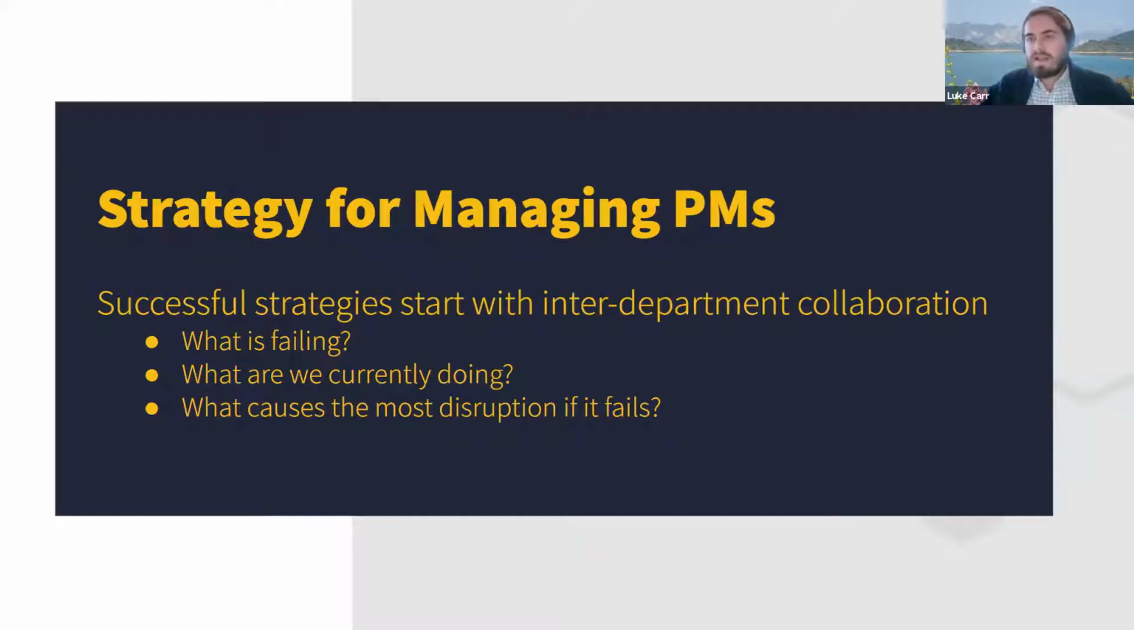So let's look at how to have a successful strategy for managing your PMs. What we say is that a successful strategy is always going to start with interdepartment collaboration. So sit down with your team and have an honest conversation about what in your building is failing, what your team is currently doing, or what they want to do, things that they're noticing around the building, and then have an honest conversation about what causes the most disruption if it fails.